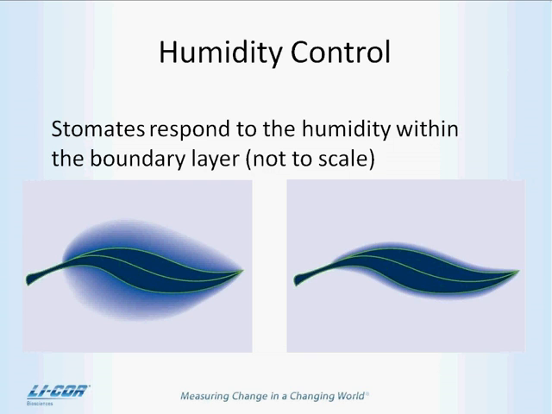Stomates respond primarily to the humidity right next to them, i.e. the humidity within the boundary layer, not the general or ambient humidity a few centimeters away. In a few moments, we will see an actual response of a rice plant, rice leaf, to the adjustments of its boundary layer thickness.